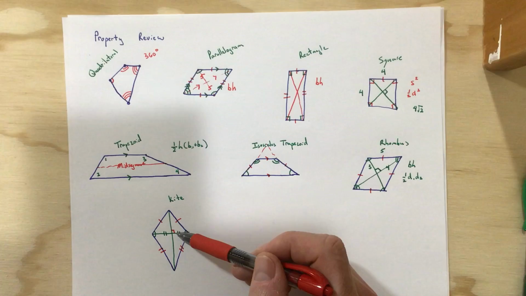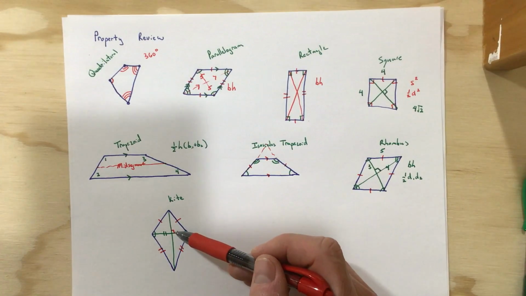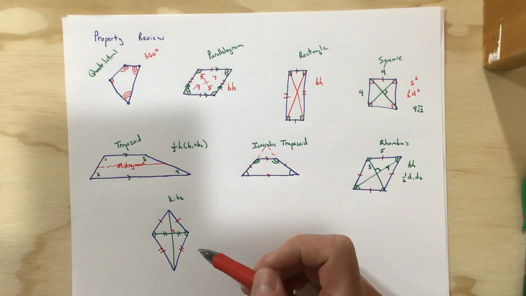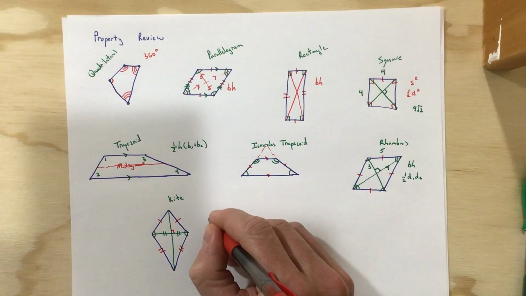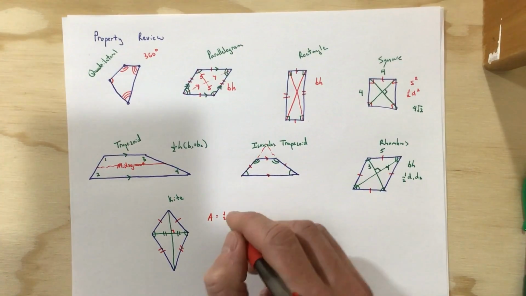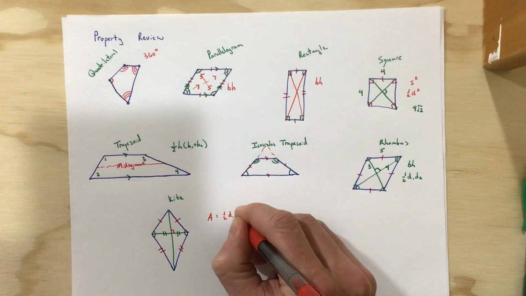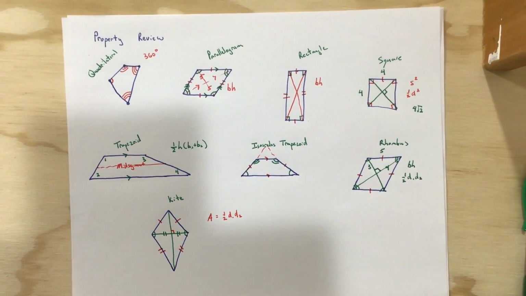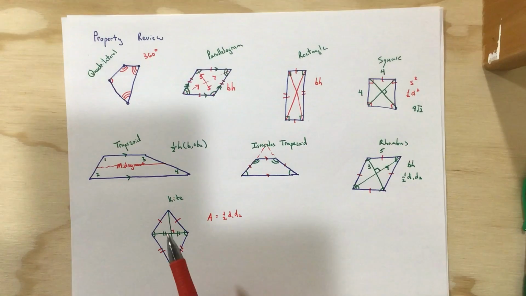One of the diagonals gets bisected. The diagonals are perpendicular. The diagonals are not equal. The area of the kite is just like the version of the rhombus, because a rhombus is by definition a kite, right? A rhombus is a kite and a parallelogram, just like a square is kind of everything. Okay, so we have kites.